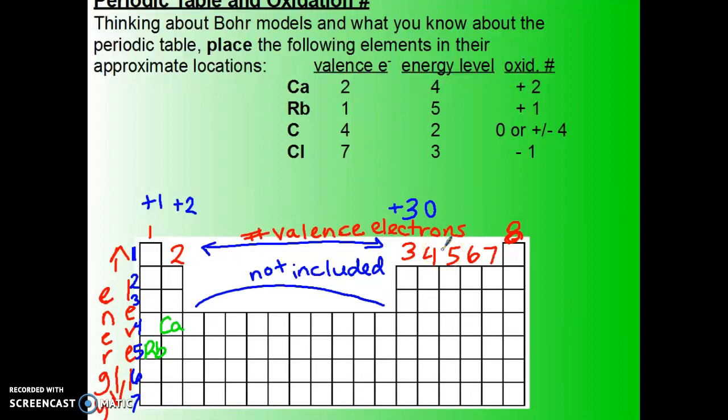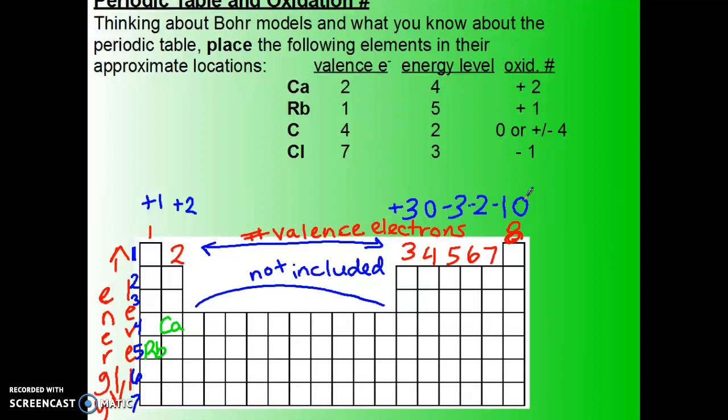If we move up to the next column, which is group 5, these elements would have a hard time losing 5 electrons, but it's a little bit easier for them to gain 3. So these, because they gain 3 electrons, would become a -3 charge, and so on. 6 electrons, it only needs 2 more, so -2. 7 electrons, it needs 1 more, so -1. And then finally, 8 electrons, these are already filled up. So the last column, these are going to be neutral, and these are our noble gases. They don't like to become ions. So you can actually figure out the oxidation number based on the column.